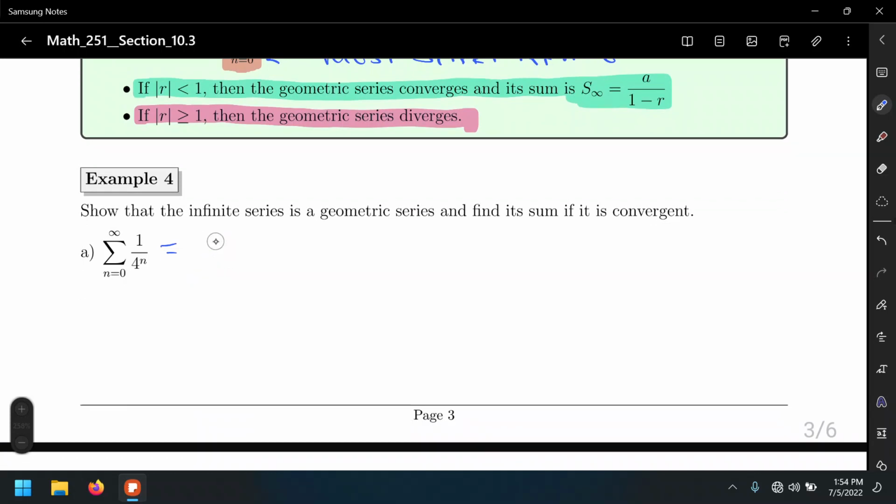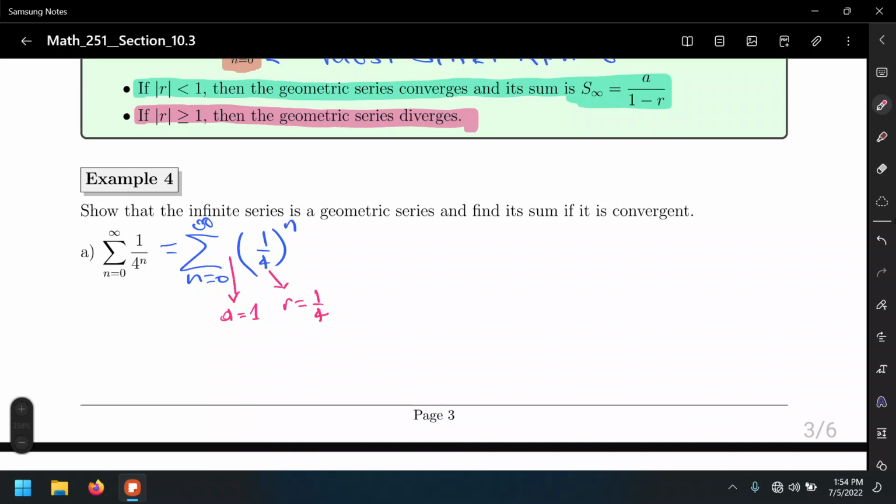Sigma n equals 0 to infinity. This is the same as saying 1 over 4 to the n power. And then from here, what we need to do is identify the values a and r. So in this case, a equals an invisible 1 and r equals 1/4. So that's the common ratio.